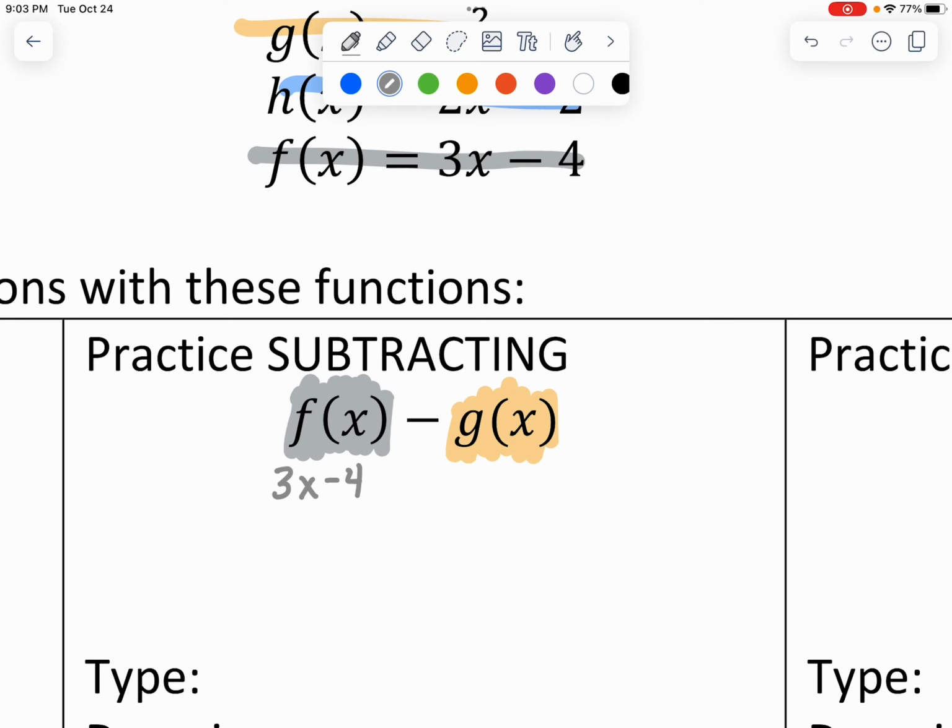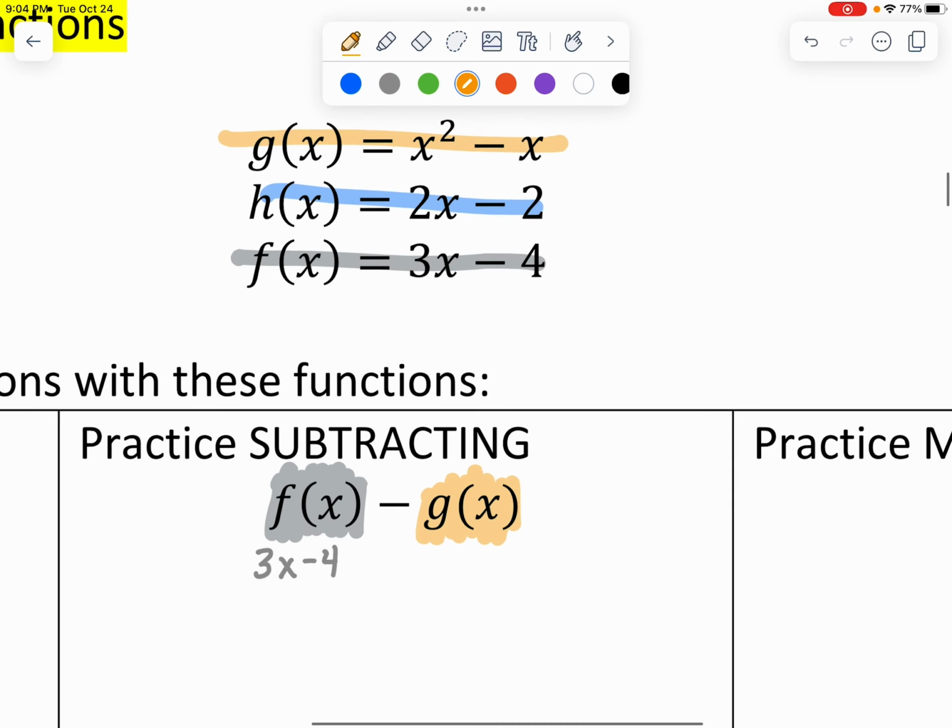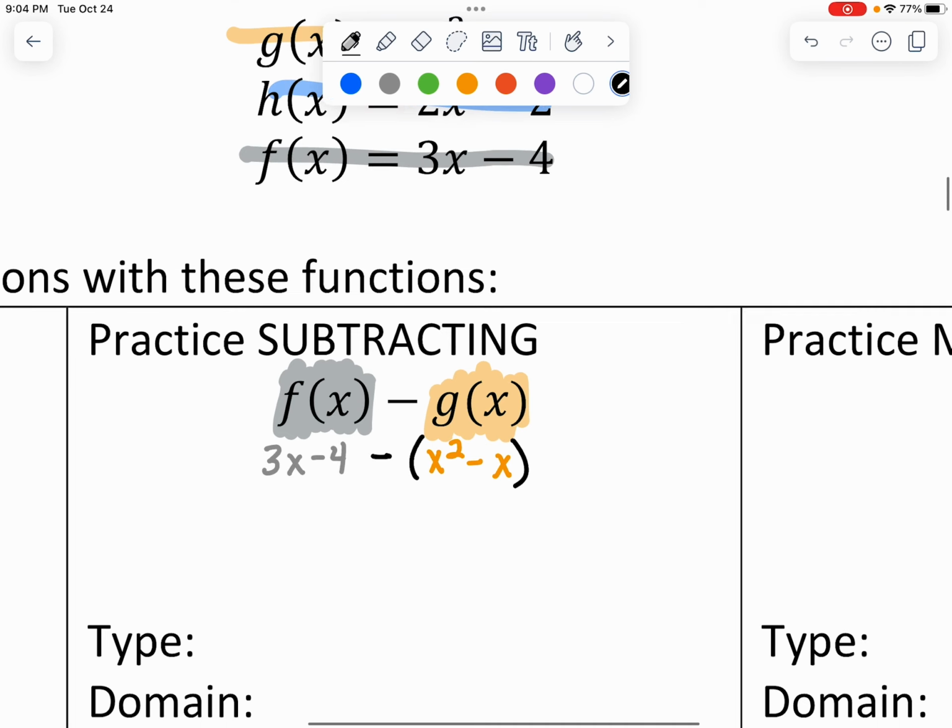Okay, f of x is 3x minus 4. What was g? X squared minus x. But remember, this is an entire subtraction problem, and you're subtracting that whole quantity. What that means is you have to carry the negative through into the second parenthesis. So the first 3x really doesn't change. Minus 4, minus x squared, because you're distributing your negative, plus x. If you can do it, anyone can do it.